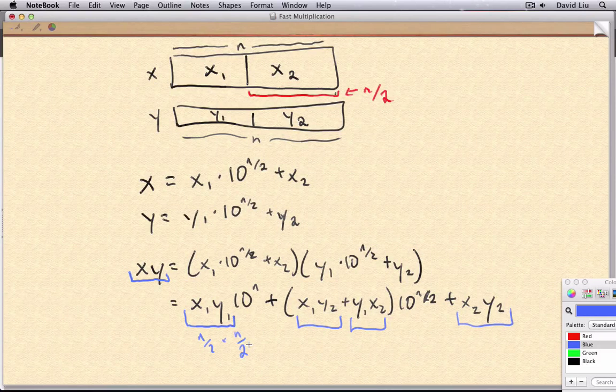But wait, David, you're thinking, what about the multiplication by 10 to the n and 10 to the n over 2? Well, I'll get around that by saying that sort of multiplication can be done in constant time because all it involves is adding a bunch of zeros at the end. If we were working on a computer, we probably wouldn't be working base 10, but instead base 2. But the same logic would apply. We could implement multiplications by powers of 2 as just shifting the bits over, which can be done in constant time. So I'm going to ignore those multiplications.